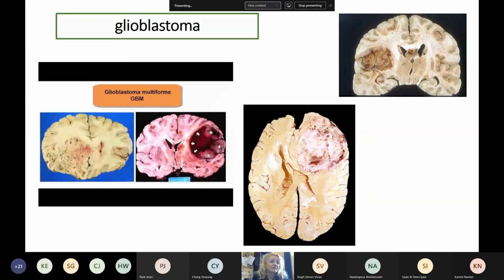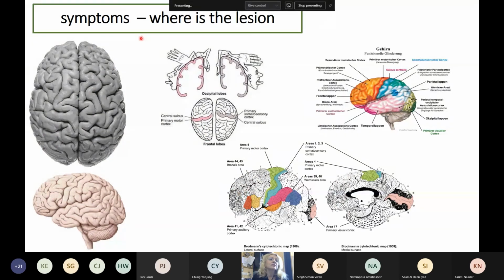Glioblastoma is again a death sentence if somebody has a glioblastoma, because it's very aggressive. It's one of the most aggressive tumors. In a few months, it grows huge and basically kills the patient. You can see these really ugly cases. So the symptoms, again, where is the tumor, and then what symptom will be because of its location.